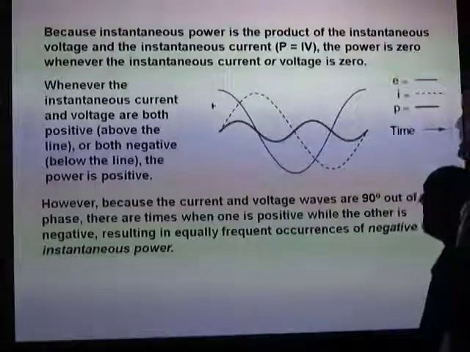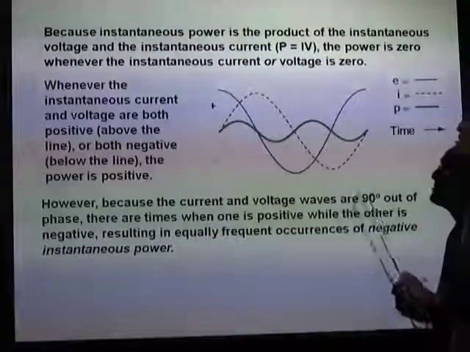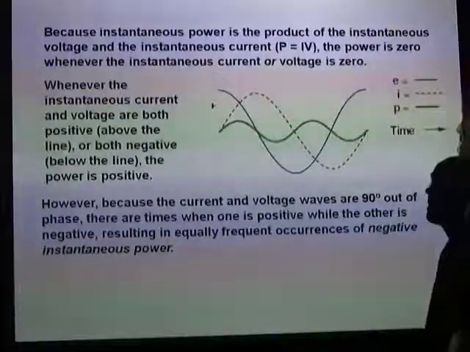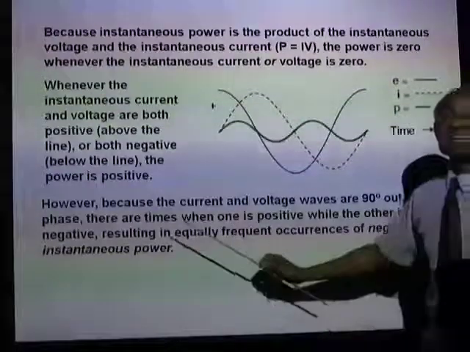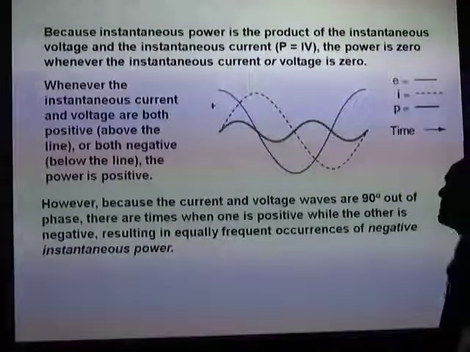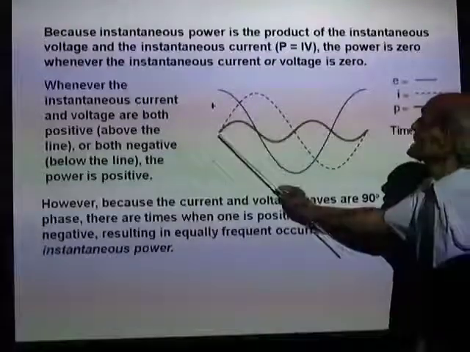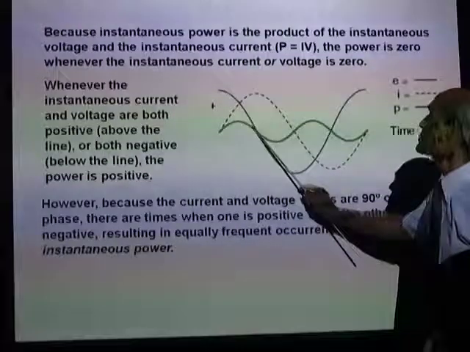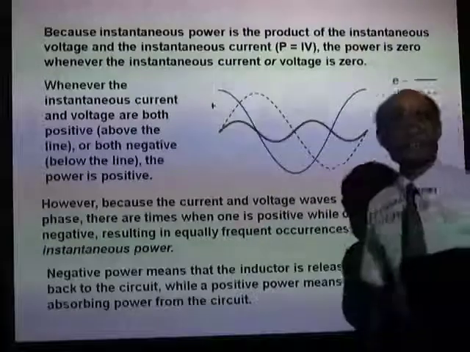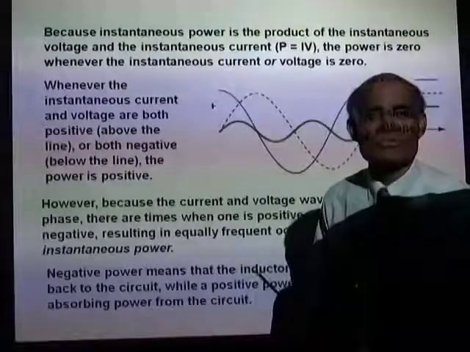However, because the current and voltage waves are 90 degrees out of phase, there are times when one is positive while the other is negative, resulting in equally frequent occurrence of negative instantaneous power. Positive instantaneous power and negative instantaneous power. Now, what does negative power mean?